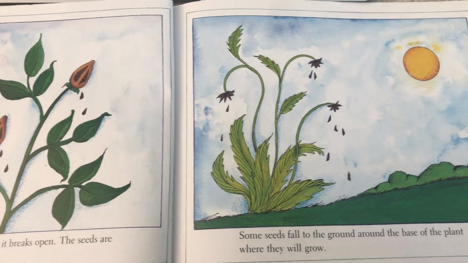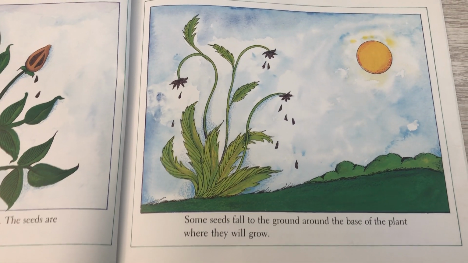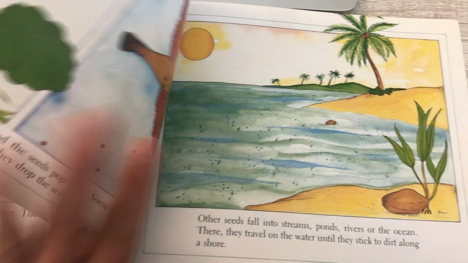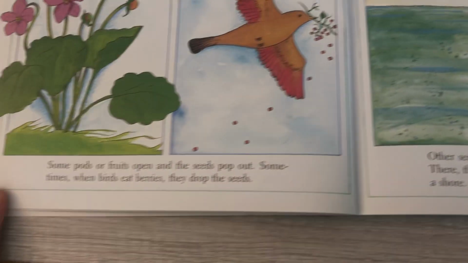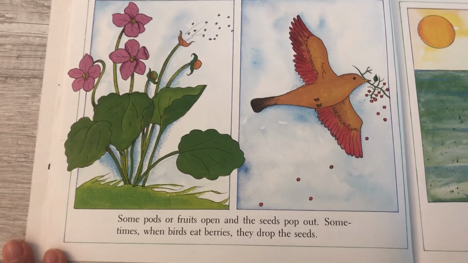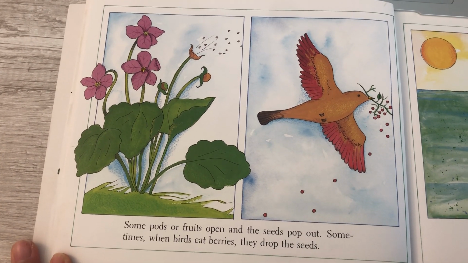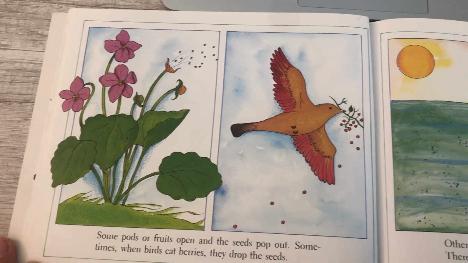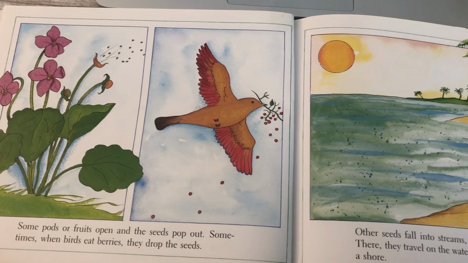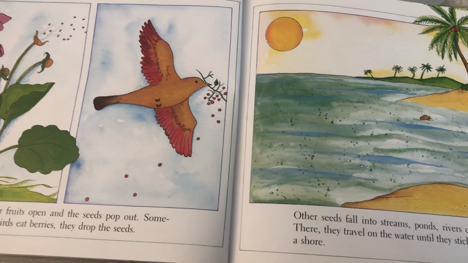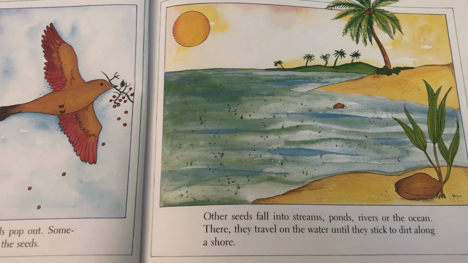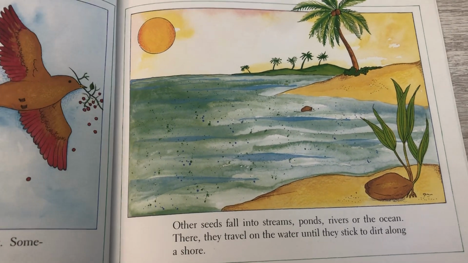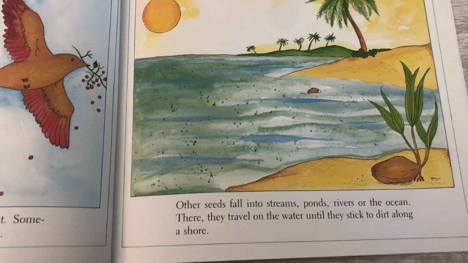Some seeds fall to the ground around the base of the plant where they will grow. Some pods or fruits open and the seeds pop out. Sometimes when birds eat berries, they drop the seeds. This is how seeds get carried to different places. Other seeds fall into streams, ponds, rivers, or the ocean. There, they travel on the water until they stick to dirt along a shore.